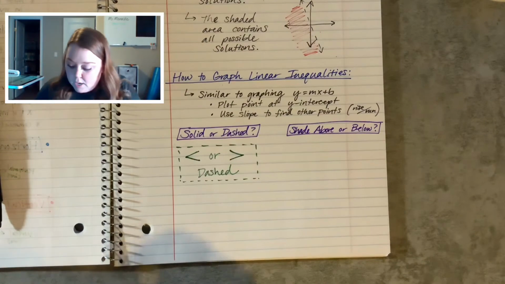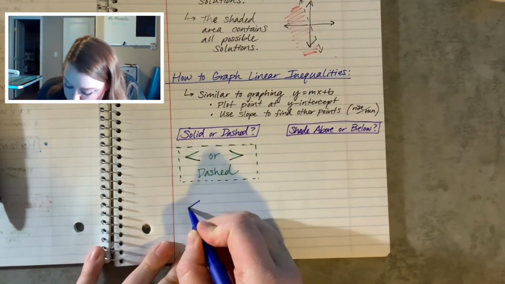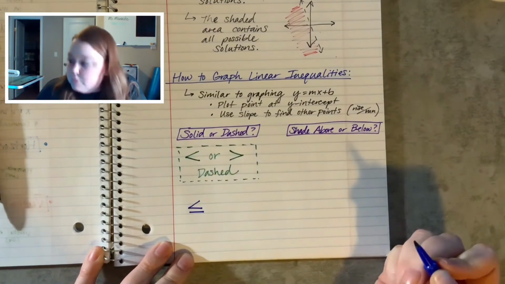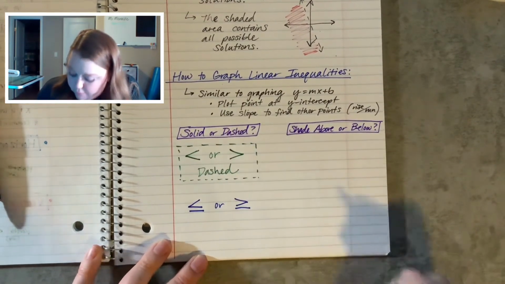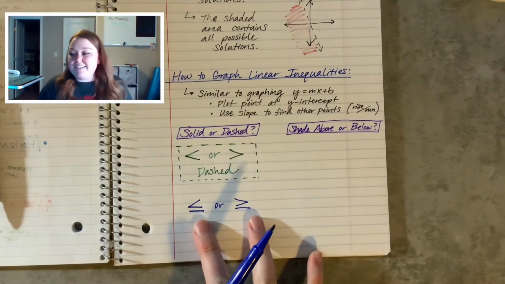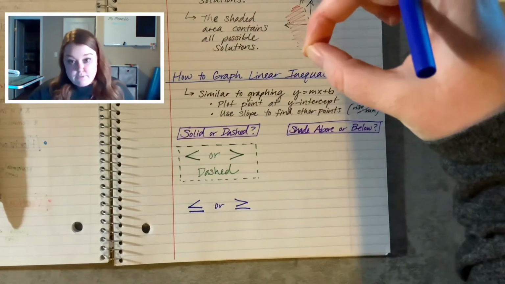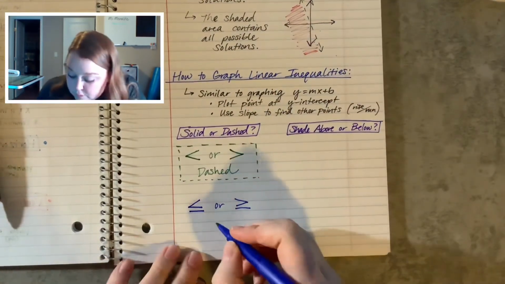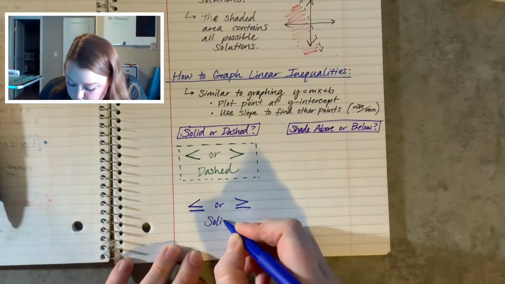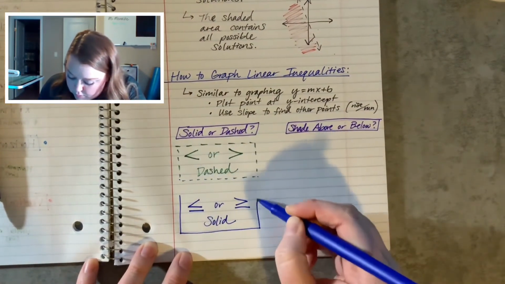Underneath that, let's do the symbols less than or equal to or greater than or equal to. Those say it can be equal to the line, it can be equal to all those points that make up the line, so that's going to be a solid line. Go ahead and box that with a solid line.